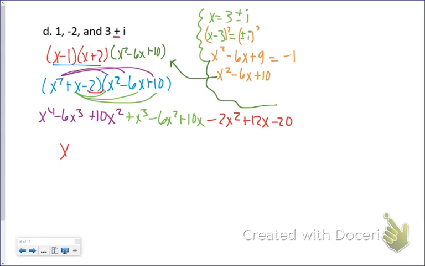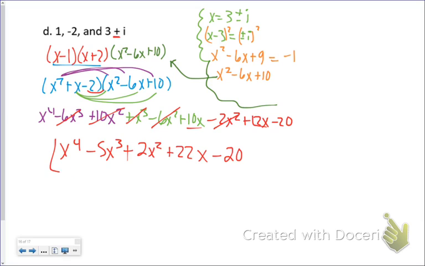So x to the fourth is on its own. Minus 6x cubed plus x cubed should give me minus 5x cubed. I've got positive 10x squared minus 6x squared minus 2x squared, which leaves me with plus 2x squared. Sorry about that. Then I've got plus 10x plus 12x gives me 22x. And then finally minus 20.